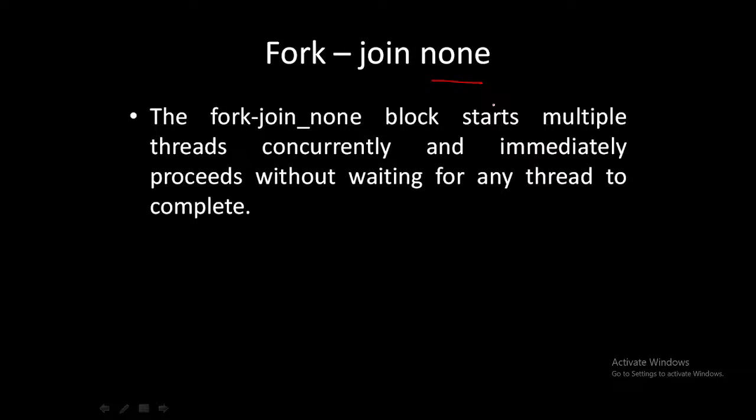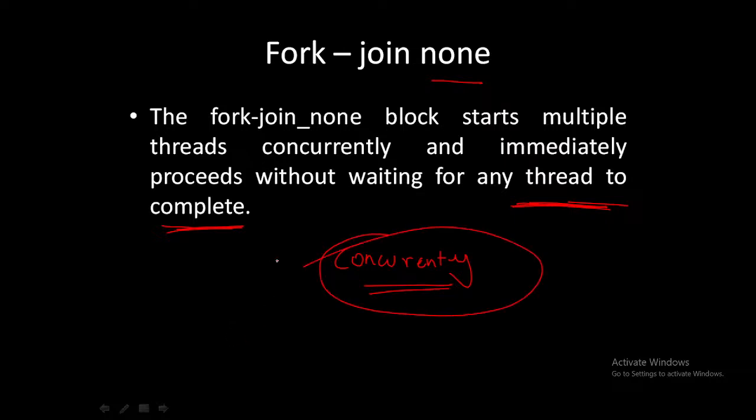Fork join none block starts multiple threads concurrently and immediately proceeds without waiting for any thread to complete. It is not going to wait for the completion of any thread. All the threads will start executing concurrently, same as fork join and fork join any, but here it is not going to wait for the completion of any thread.